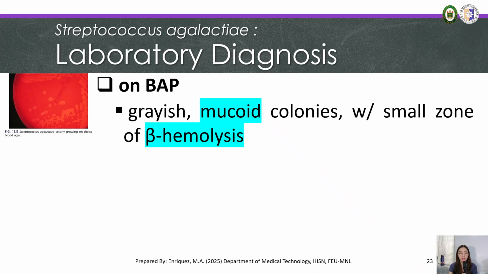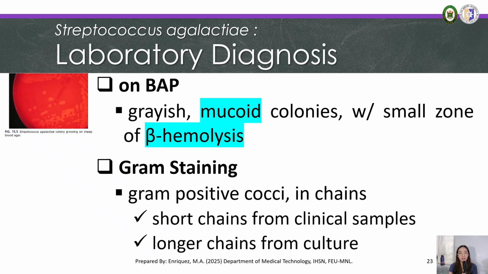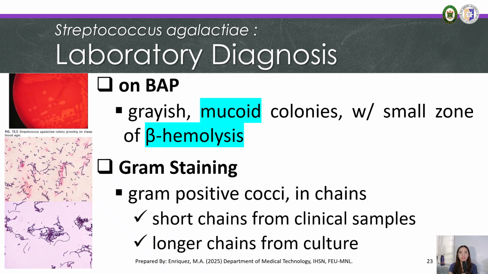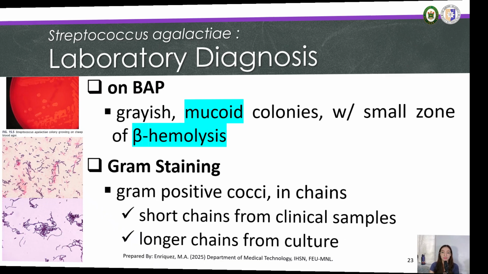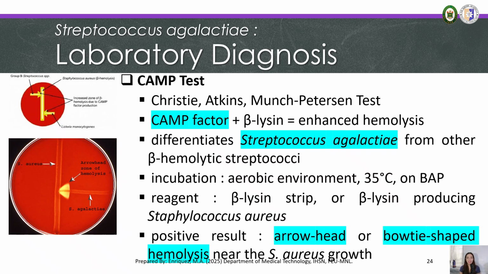Group B strep colonies on BAP or SBA are grayish white and mucoid, which are surrounded by a very small zone of beta hemolysis, as shown here on figure 15.5. Upon gram staining, we'll be able to observe gram-positive cocci in short chains if the gram stain is done directly from the clinical sample. But longer chains could be observed if the colonies were taken from culture, as shown here in these photos.